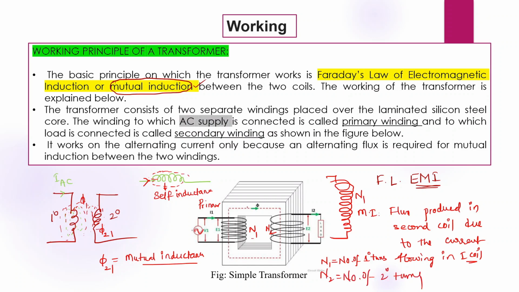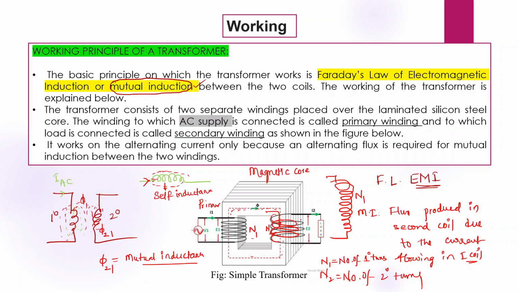Due to the current in the primary winding, a flux is induced, and that flux flows through the core because the core is a magnetic core. This magnetic core allows the flux induced in the primary coil to pass through and link with the secondary coil. You can see here this flux is linking with the secondary turns, which are wound on the same core material. So this flux will induce some current in the secondary coil.